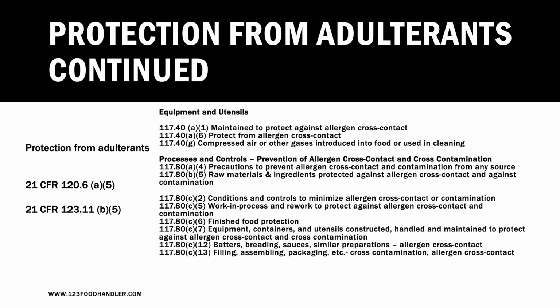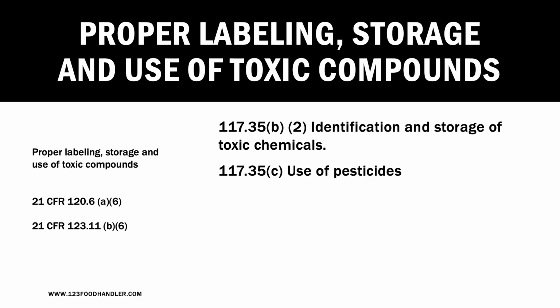Area number 5, protection from adulterants. That's everything. All right, area number 6, proper labeling, storage, and use of toxic compounds. Found in 21 CFR 120.6A6, 21 CFR 123.11B6. Remember, that has to be in compliance with 117. A couple examples for you. 117.35B2, identification and storage of toxic chemicals, and 117.35C, use of pesticides, covered there.